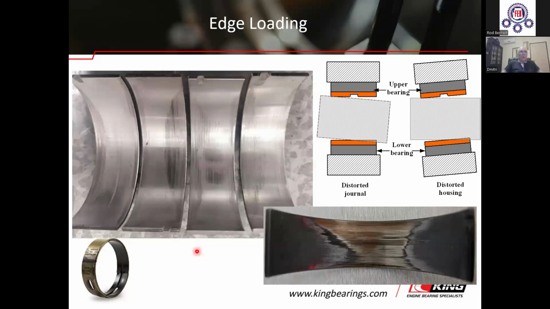Edge loading may produce local wear at one or at both edges. You can see here the wear at one edge, here at this edge and this edge, and also here one edge. The edge loading may be a result of distorted shaft, like here, or distorted housing.